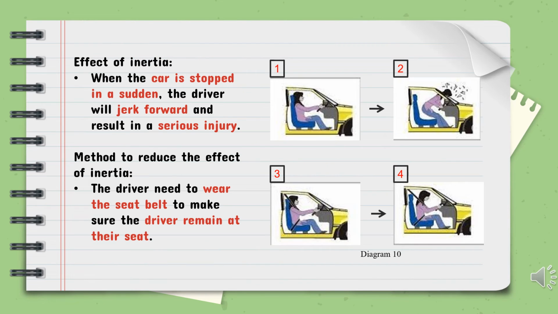As we all know, we are encouraged to wear the seatbelt, whether we are riding or driving a car. Picture 2 shows the consequences if we refuse to wear the seatbelt, no matter how near or far our destination is. The effect of inertia can cause the driver to jerk forward and result in serious injury when a car is stopped suddenly.